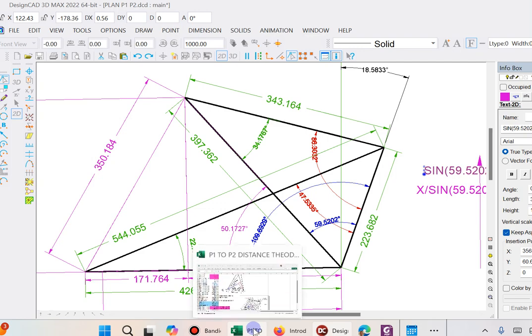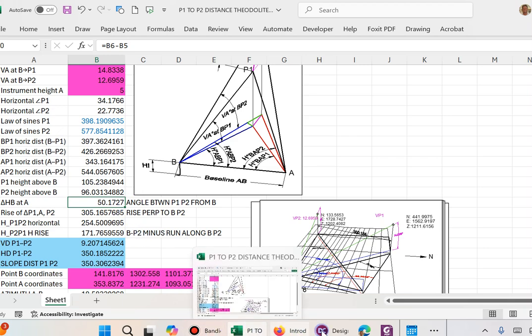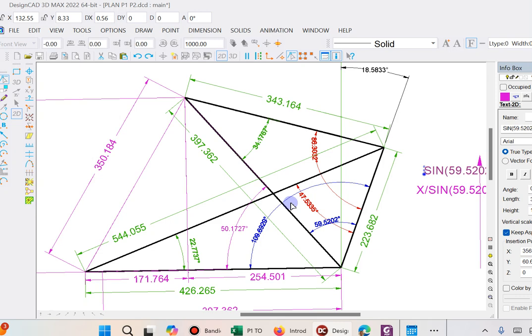$50.17. So this is calculated right there. That's just the horizontal angles. That's just this. This angle, 109 minus 50.17. And that'll give you, let's see, yeah, these two. So 109 minus 59 gives you the 50. So that's this angle here.